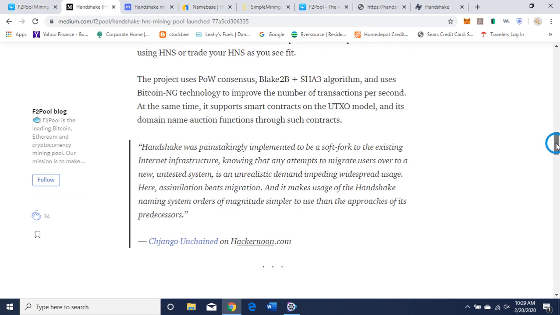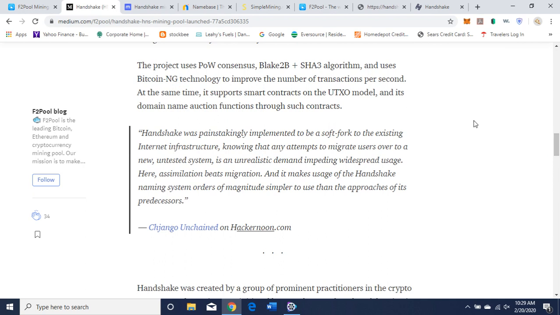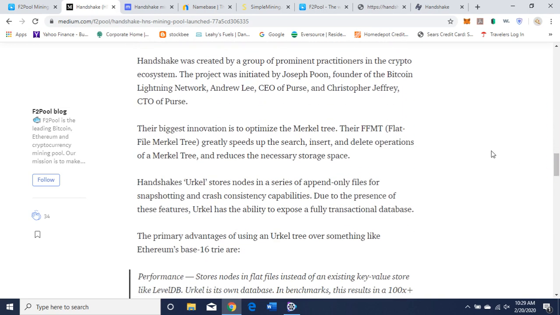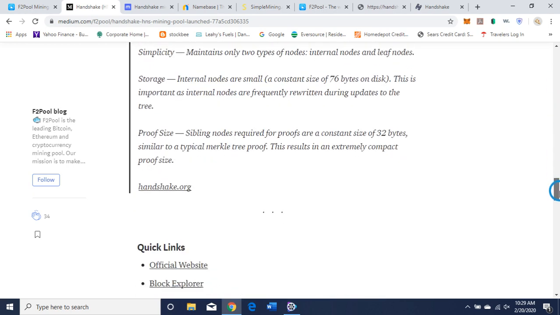The project uses a proof-of-work consensus, Blake2B and SHA3 algorithm. It was created by a group of prominent practitioners in the crypto ecosystem. The project was initiated by Joseph Poon, founder of the Bitcoin Lightning Network, and Andrew Lee, CEO of Purse, Christopher Jeffrey, CTO of Purse. It gets a little bit technical. You can get into that when you get a chance.